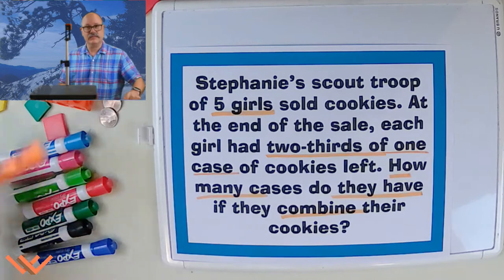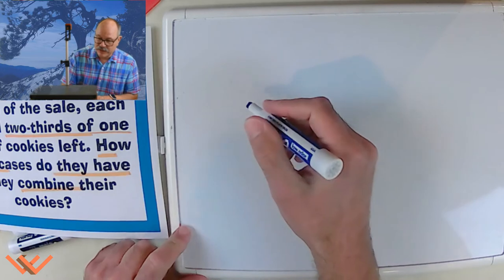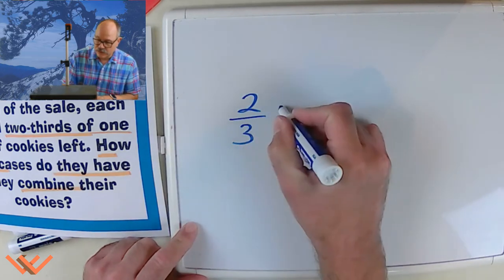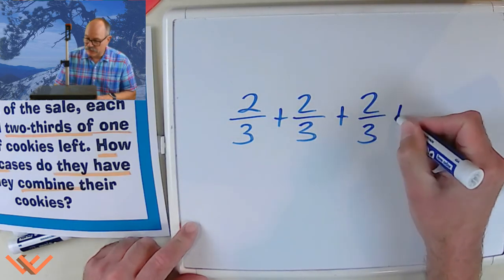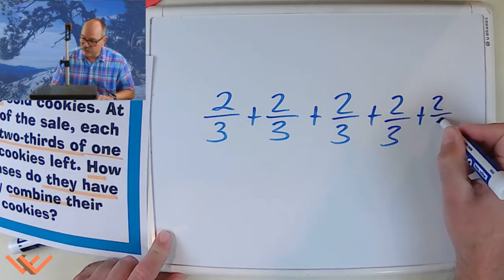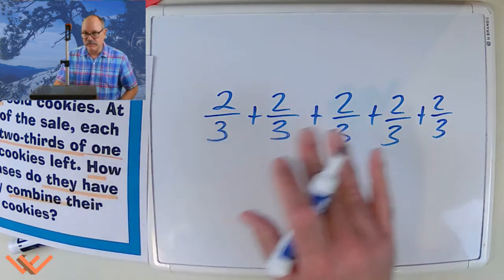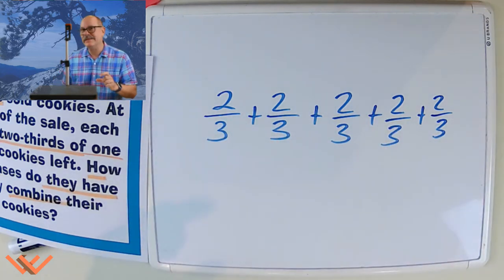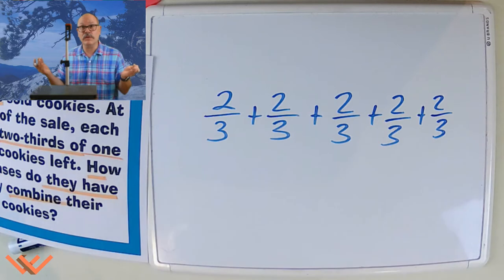So what is this telling us? Well, I'm going to pull this off to the side. There's 5 girls and they each have 2/3 of 1 case. So I'm going to write down 2/3 plus 2/3 plus 2/3 plus 2/3 plus 2/3. And then it says, how many cases do they have if they combine? That's why I put the pluses there, because they're combining it, and we're trying to figure out how many whole cases they have and how many partial cases, or if it's just whole. We don't know yet, but we need to add it up.